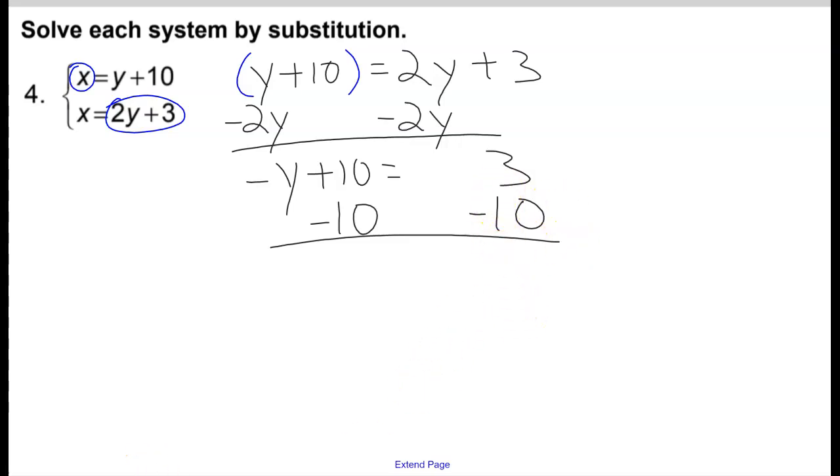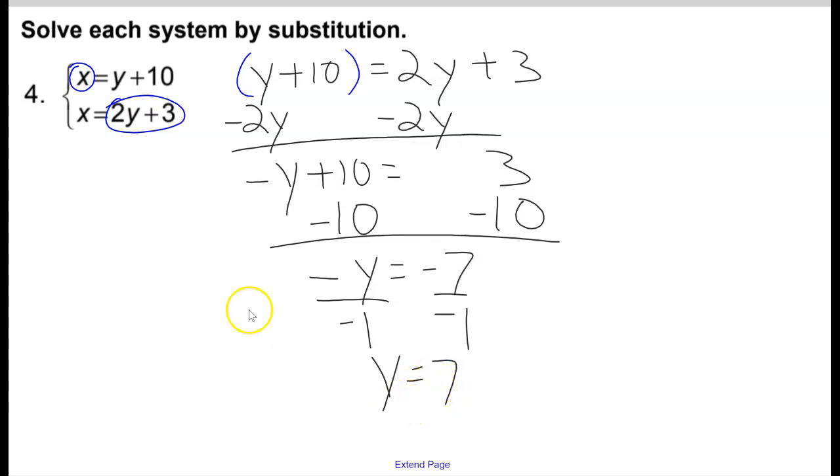3 minus 10. Different signs, find the difference. 3 minus 10 is 7. Got negative 7. Divide by negative 1. Negative divided by a negative is a positive, and y is equal to 7.